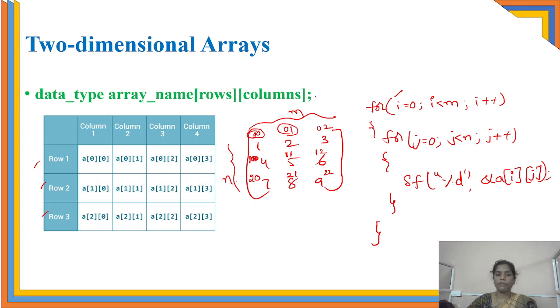If it is a one-dimensional array, to read and print you need to write scanf in one for loop. If it is a two-dimensional array, two for loops you must use. If it is a three-dimensional array, three for loops you must use. Based upon the number of dimensions, the number of for loops will be taken. In the same way for printf, instead of scanf we will write printf.